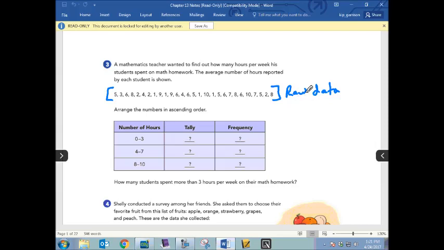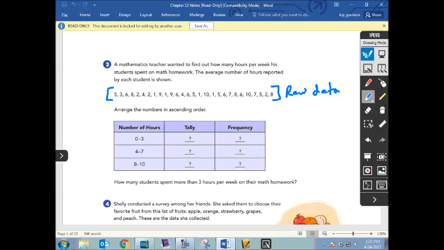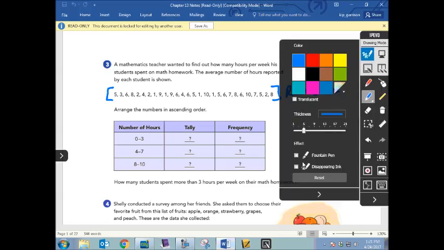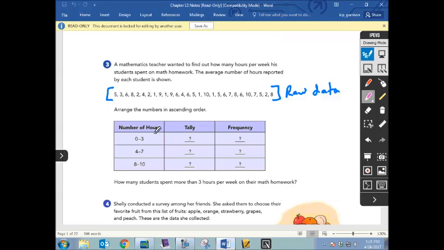That is just a bunch of numbers listed in a row. It doesn't really help you much. You've got to put it into a graph or a table so that you can do something with it. So if I'm that math teacher, I can't do anything with all those numbers, so I'm going to make a tally chart. Let me make this a little thicker so I can highlight.